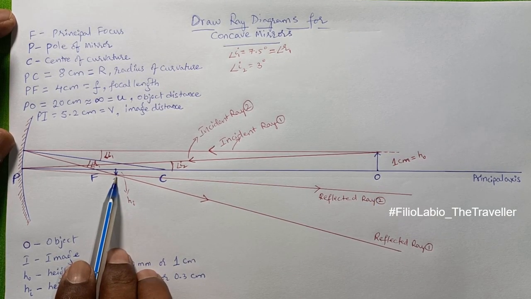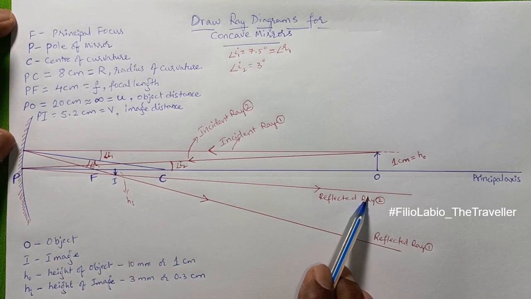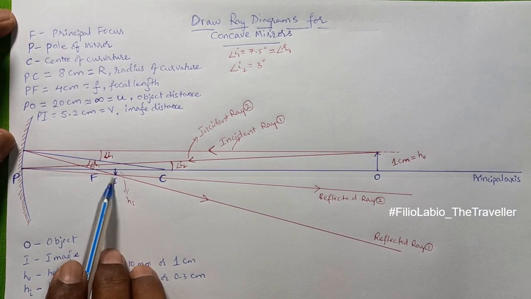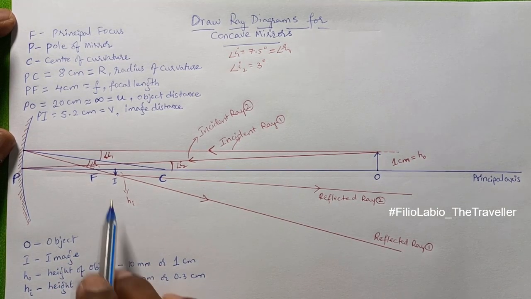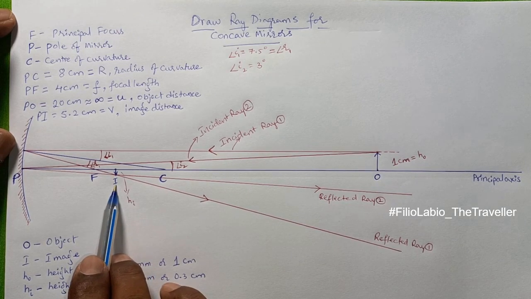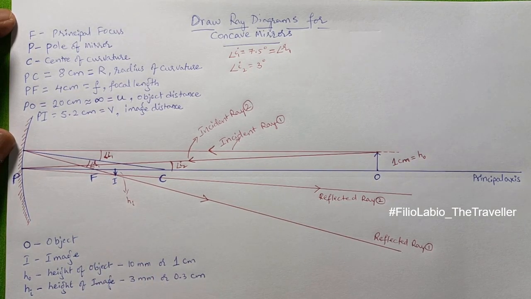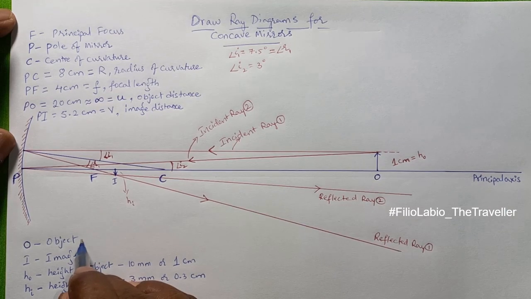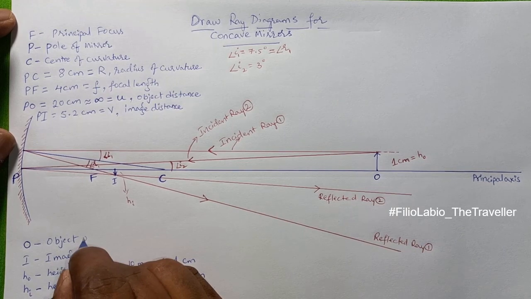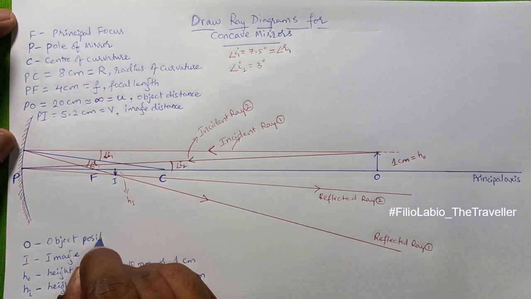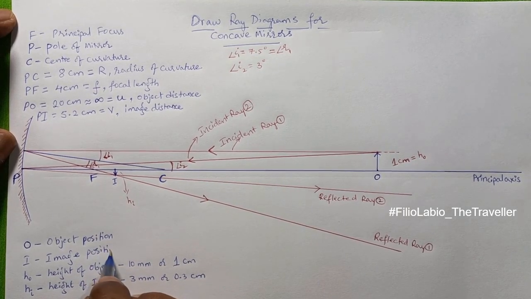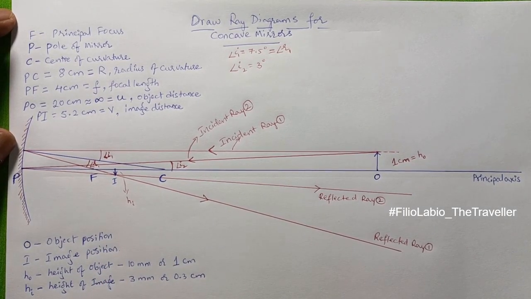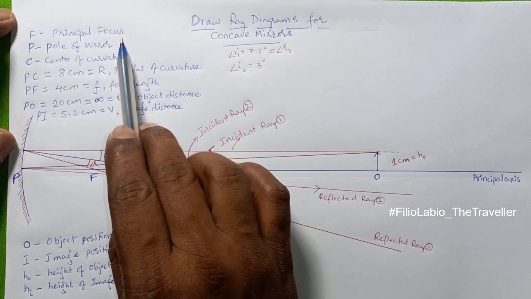The point of intersection of ray number 1 and ray number 2, both reflected rays, is the point we need to identify, and this point is called the image position, or position of the image. O is called the object position. I is called the image position. All these are the names given for the different points.